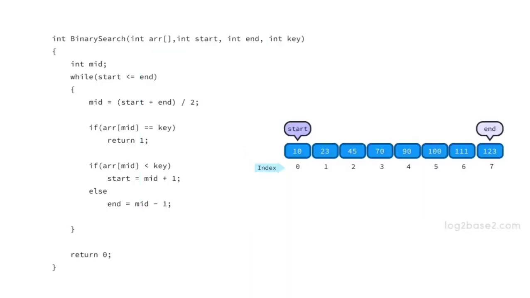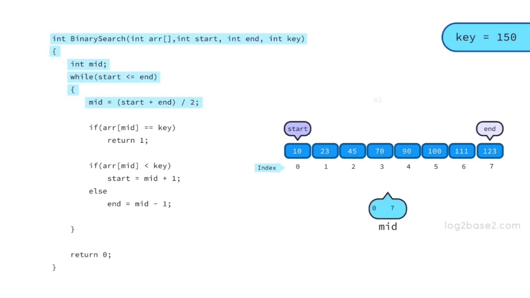Now in the same array, let us search for the key 150. So first find mid, which will be 0 plus 7 divided by 2, that is 3. Now check if middle element is the key, and it is not. So check whether to go to left side or right side. So we have if ARR of mid less than key and 70 is less than 150.